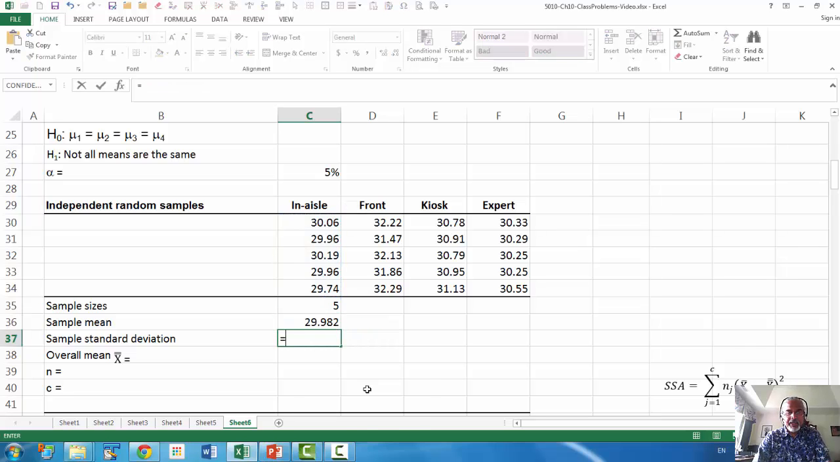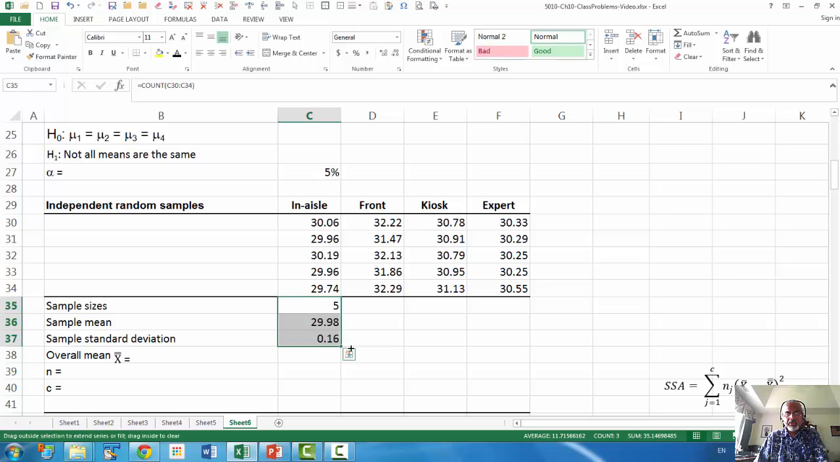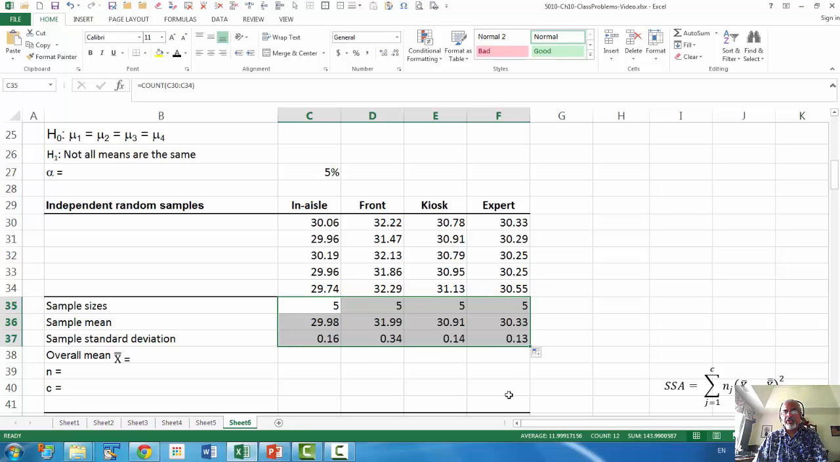Then we need the sample standard deviation. So STDEV dot S, that's our standard deviation. Okay. Now we copy that across. So we have the information for all the 4 different samples.